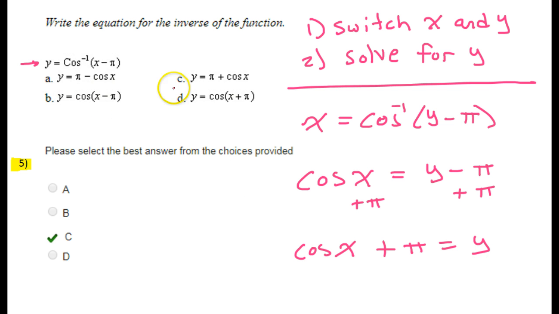So now I'm just going to look up and see which one of these answers matches what I just said. Okay, and it looks like I'm seeing it right here. This says pi plus cosine x, but that's the same thing as cosine x plus pi. So the answer is C.